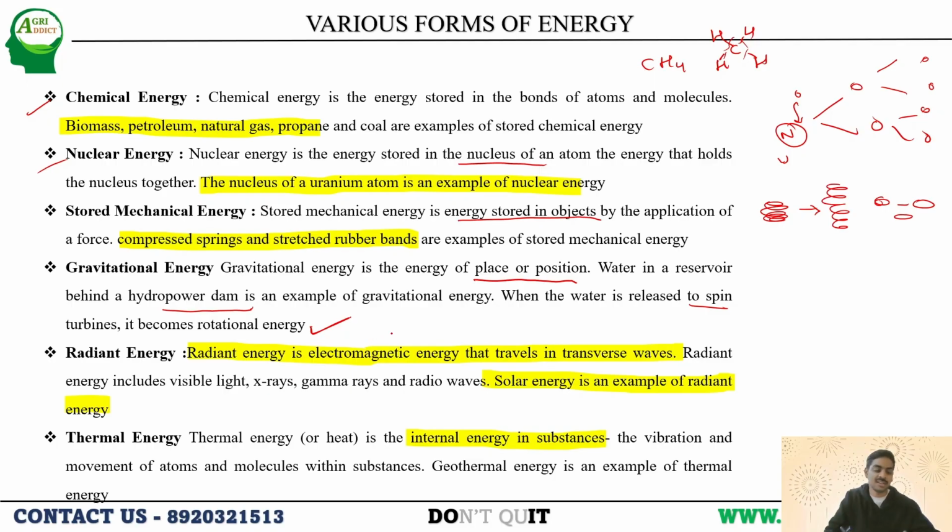Next, radiant energy. Radiant energy is nothing but electromagnetic energy, and that travels in a transverse waveform. The best example is our solar energy, which is an example of radiant energy. You should keep this in mind. Most of the time we fail to remember that solar radiation is radiant energy. Along with that, gamma rays and X-rays are all examples of this radiant energy.